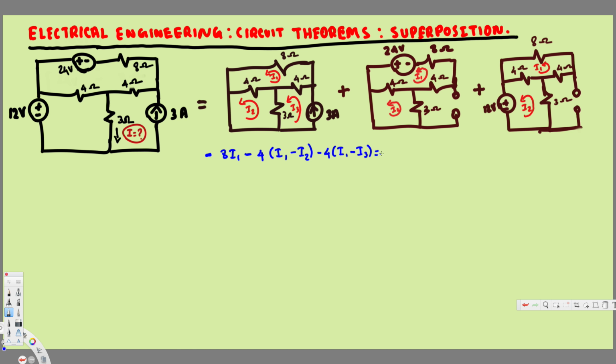Now let's simplify this one. This is equal to 0, and let's simplify the first equation. That's going to give us minus 16 I1 plus 4 I2 plus 12 is equal to 0. So this is our first equation.